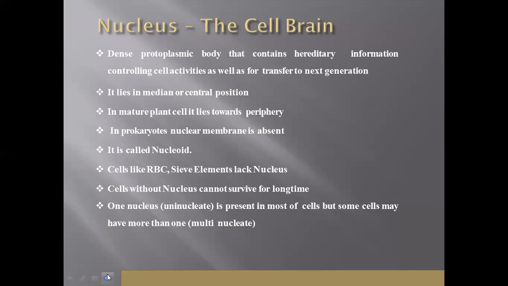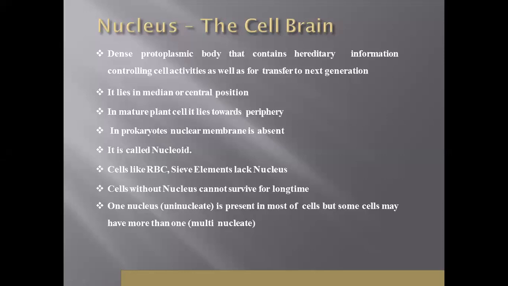In mature plant cell, it lies towards periphery. This second point is for the animal cell. In the center, you will find nucleus in animal cell, whereas in plant, you will find it in the periphery. In prokaryote, nuclear membrane is absent. It is called nucleoid.